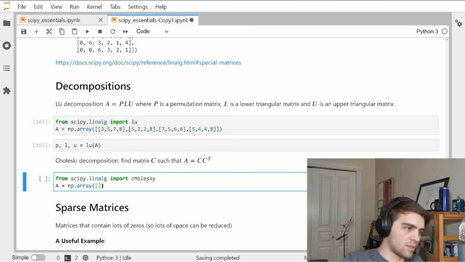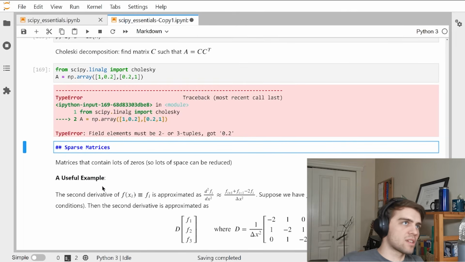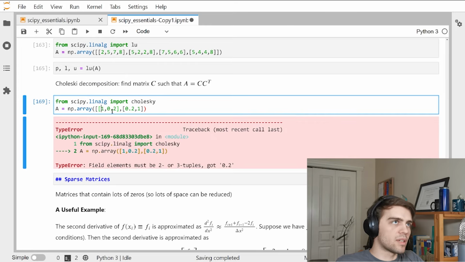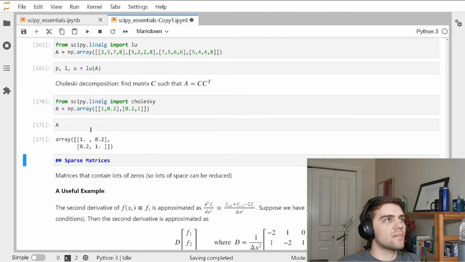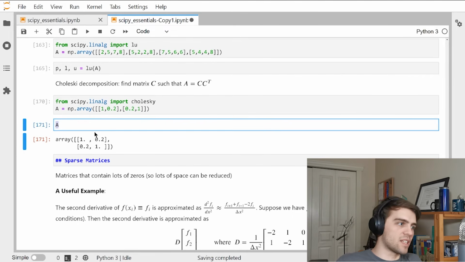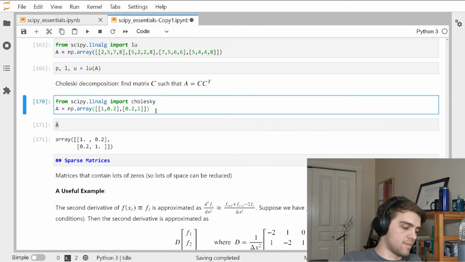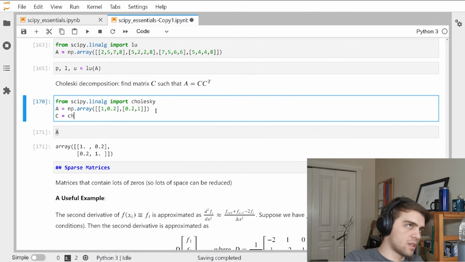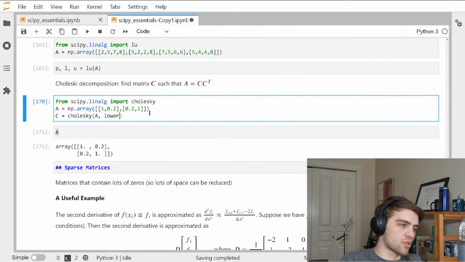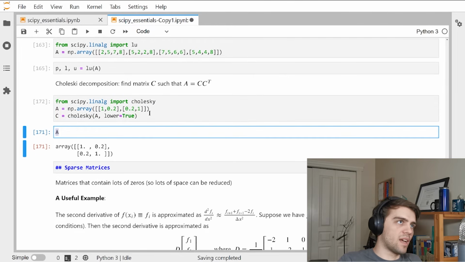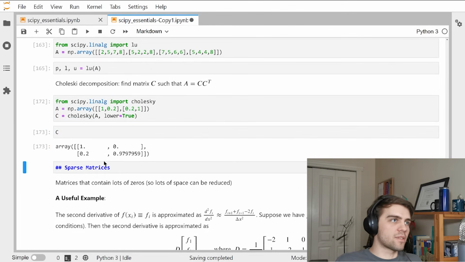And here I'll just give it a simple 1, 0.2, 0.2, 1. So this is my matrix. Again, I need to make sure that I put outer brackets around here. This is my matrix A. And if I want to find the matrix C that satisfies this equation, I just go C is equal to chol(A). And now there's typically two different matrices that satisfy this. I want the lower triangular version. And then C, that matrix here.